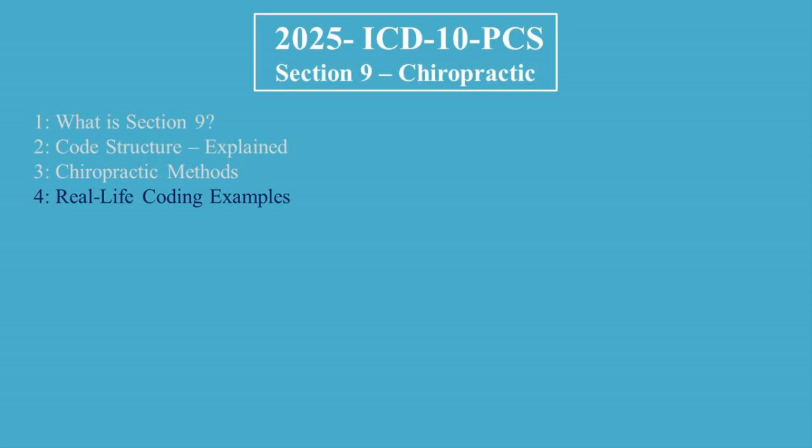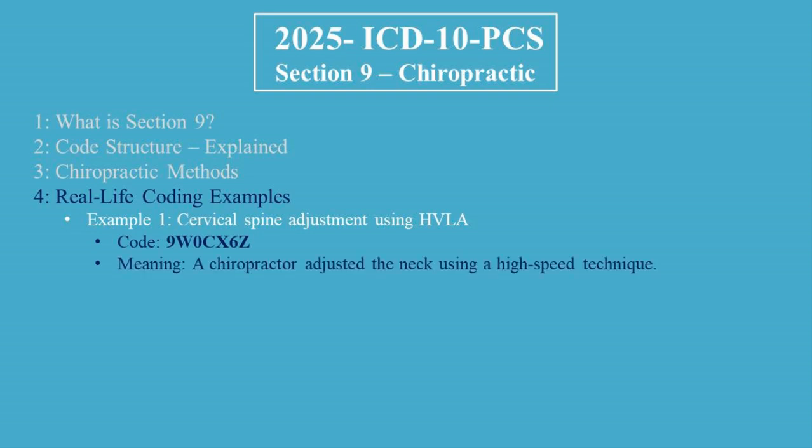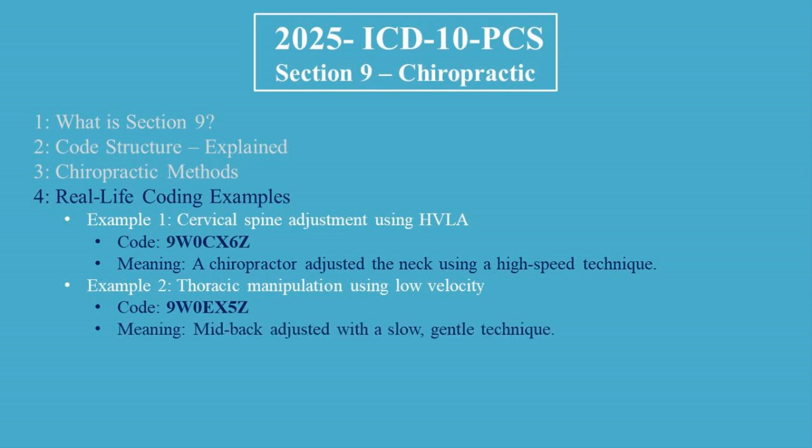4. Real-life coding examples. Here are some real-world examples of chiropractic coding. Example 1. Cervical spine adjustment using HVLA. Code 9W0CX6Z, meaning a chiropractor adjusted the neck using a high-speed technique. Example 2. Thoracic manipulation using low velocity. Code 9W0EX5Z, meaning mid-back adjusted with a slow, gentle technique.